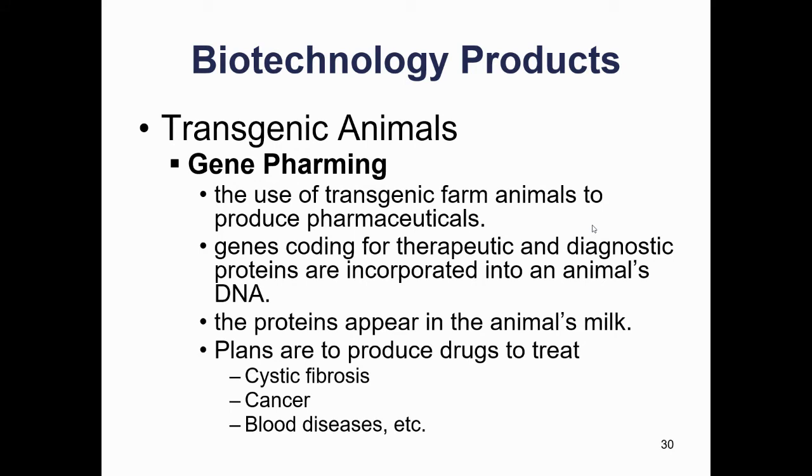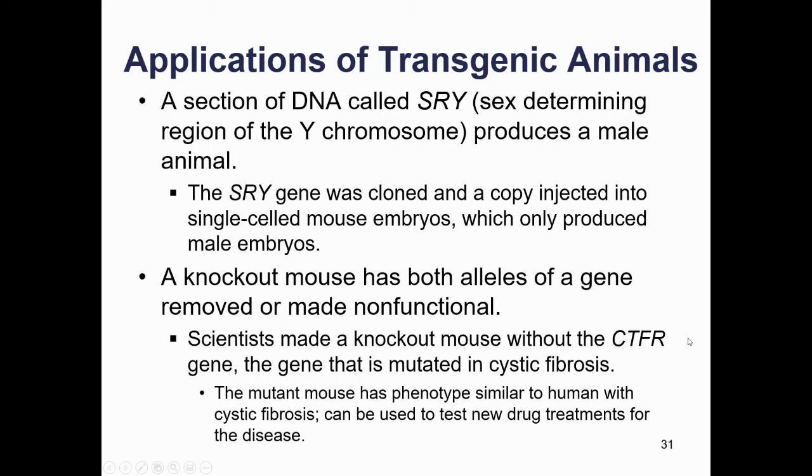We can use transgenic animals for gene farming. Notice this is PH, pharmaceutical purposes. So we can use genes that code for therapeutic and diagnostic proteins, incorporate those into an animal's DNA, and then we get those proteins in the animal's milk. And there's potential to use this to get products that can treat cystic fibrosis, cancer, and various blood diseases.